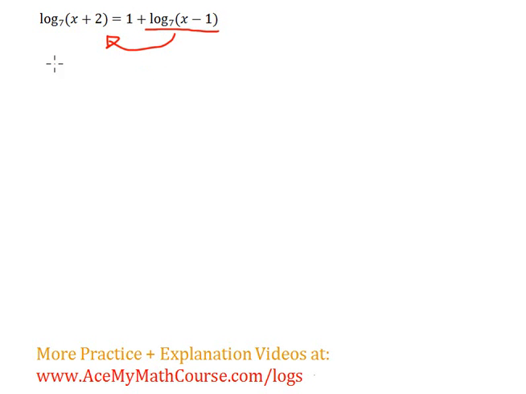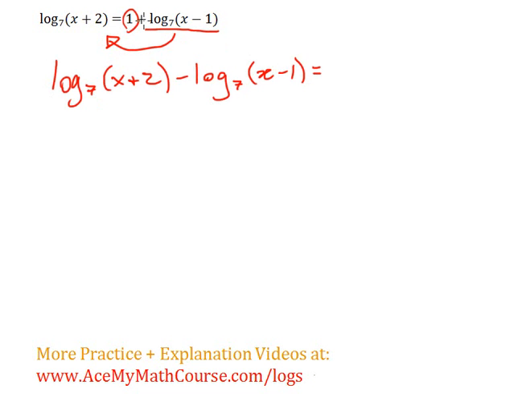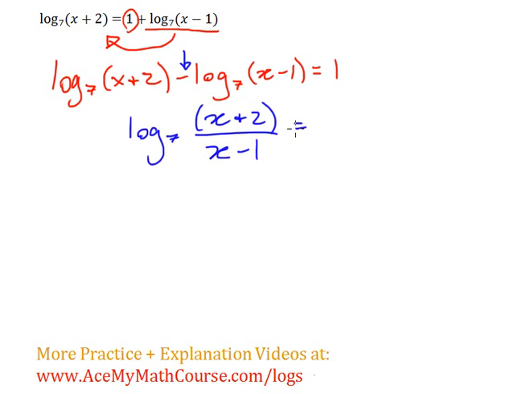So I'm going to end up with log 7 of x plus 2 minus log 7 of x minus 1. That's just equal to the 1. Great. Now, since we're subtracting these two logs, I can actually just divide them. So I have log base 7 of x plus 2 over x minus 1. That's just equal to 1.